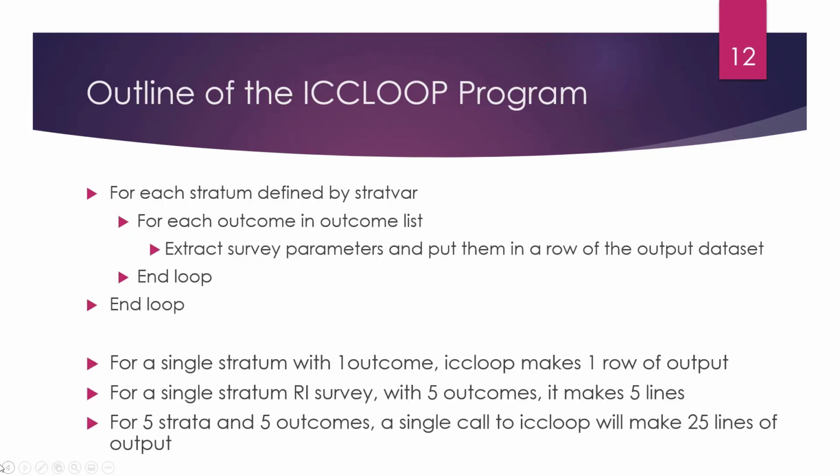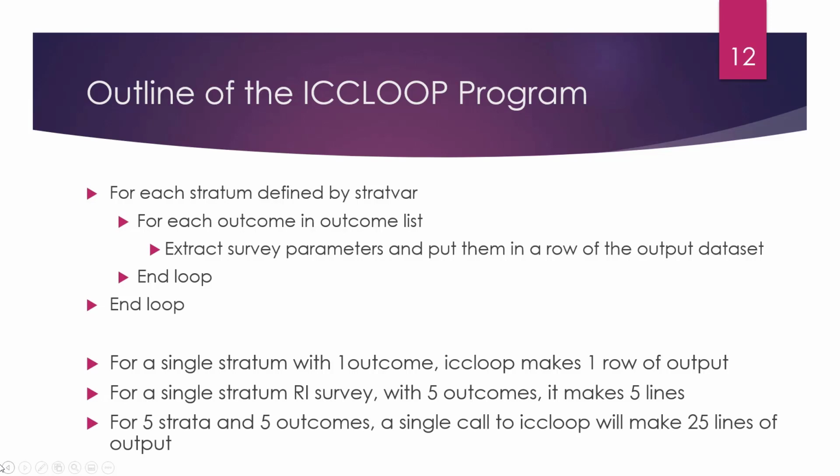We keep talking about this ICC Loop program, and I just want to give you an outline. What does ICC Loop do? It is a nested loop. So you tell it the name of a strat-var, stratification variable, and you give it a list of outcome variables. And it loops over every stratum defined by strat-var, and it loops over every outcome in your outcome list.